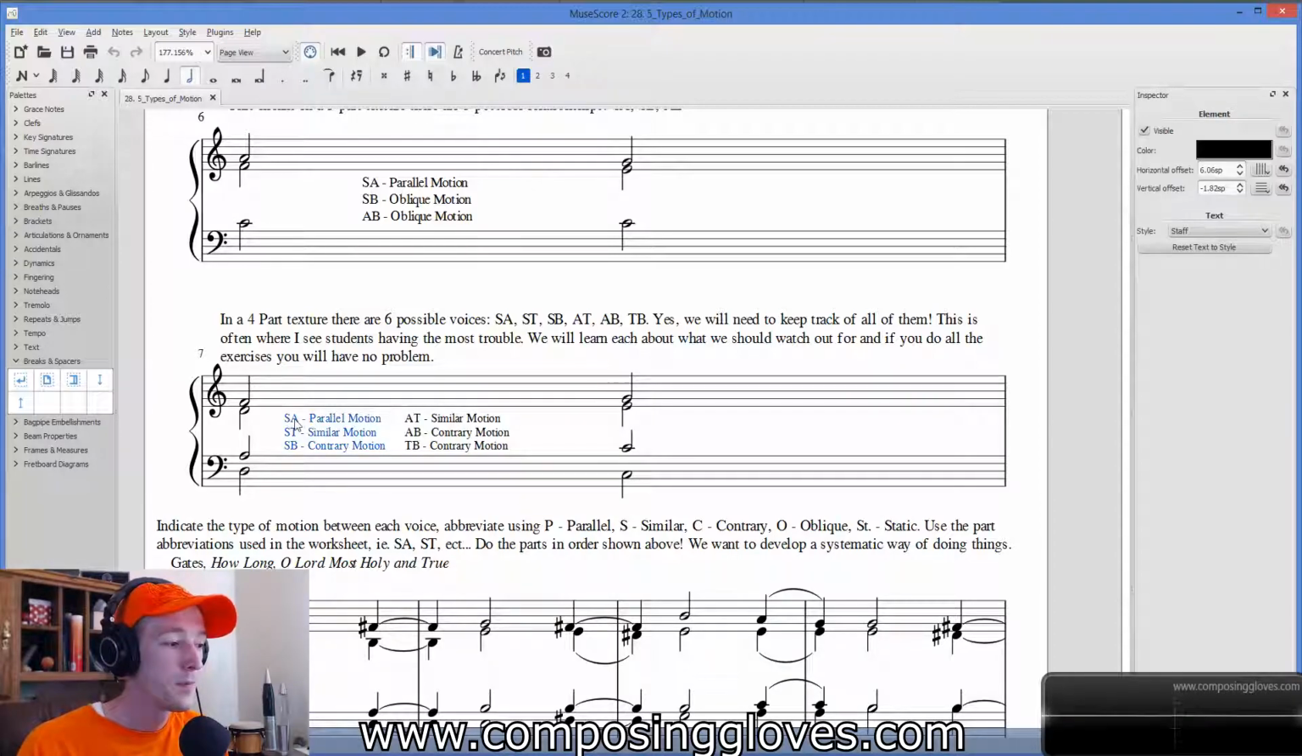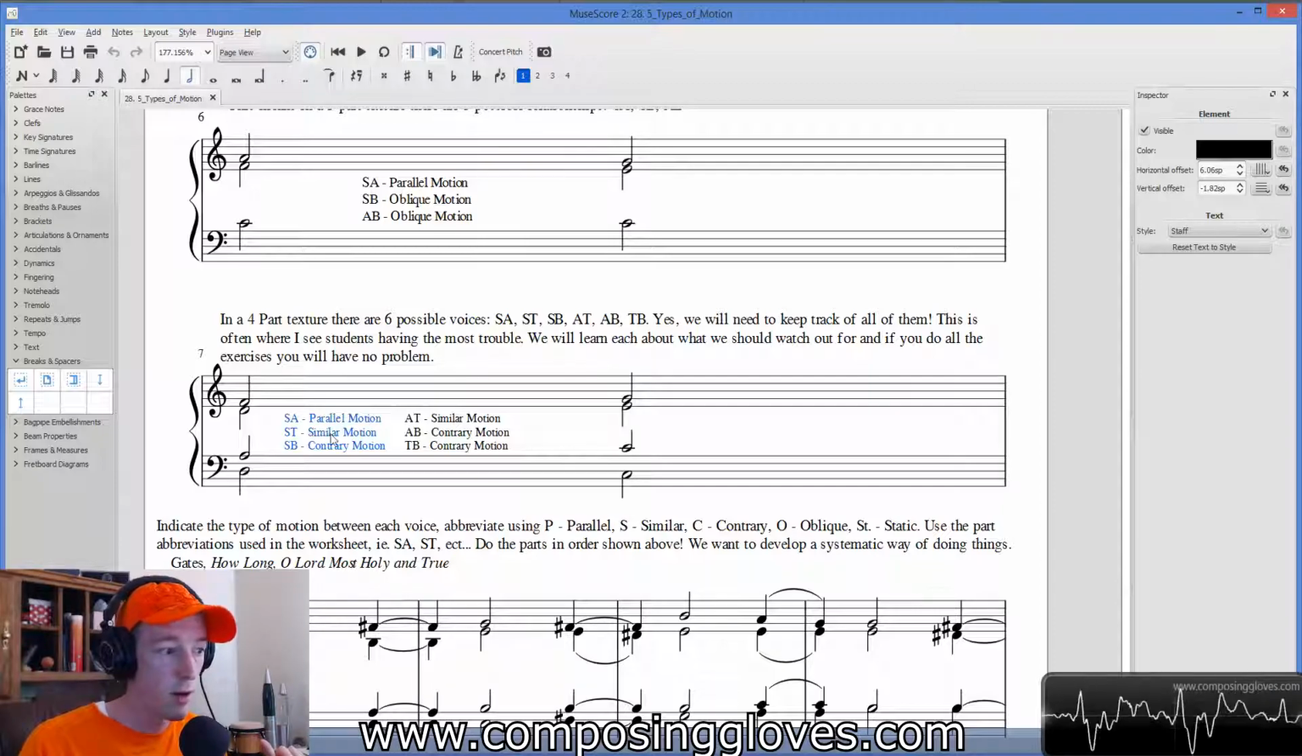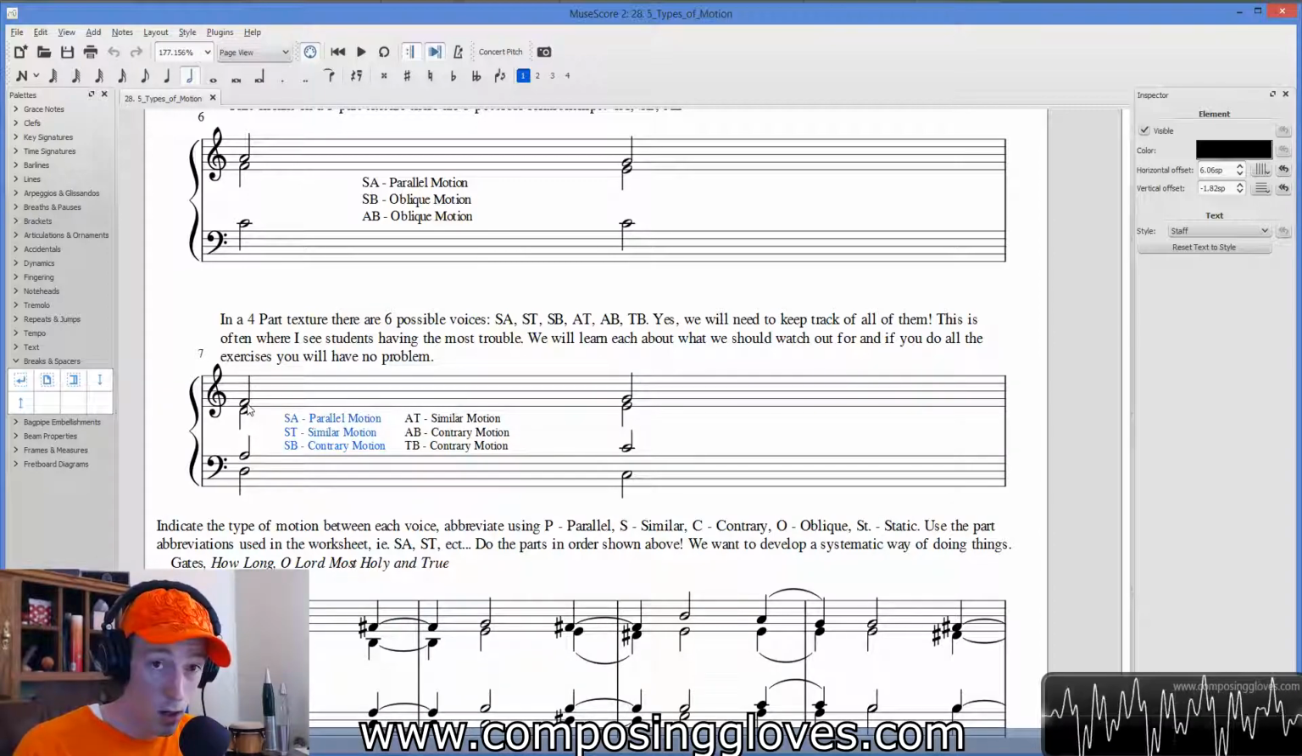So now we can go soprano, alto, soprano, tenor, soprano, bass. That covers all our soprano. Then we have alto, tenor, alto, bass, and then finally tenor, bass. And this is where you'll start to find out whether you really understand what note goes to what part, and the importance of proper stemming.